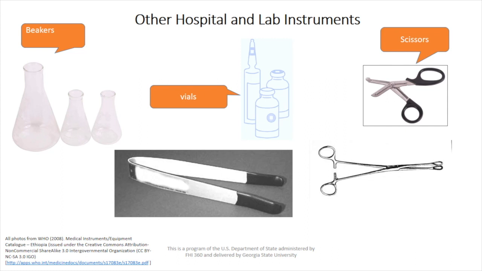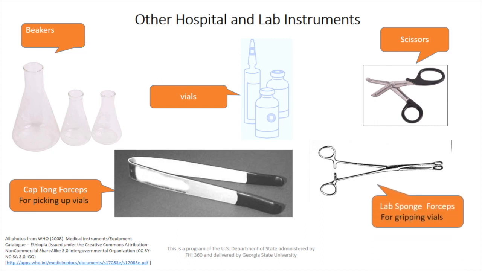You have a pair of scissors here, of course, you know what they are for. You have here a pair of cap tongue forceps used for picking up the vials, and a pair of lap sponge forceps used for gripping vials.